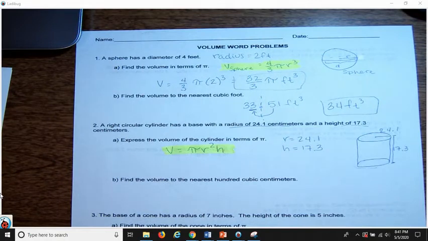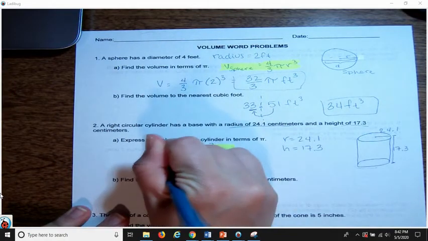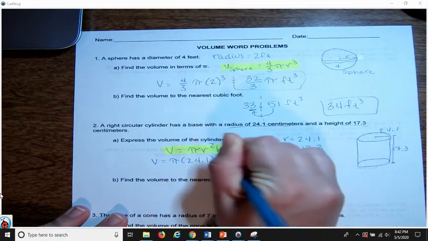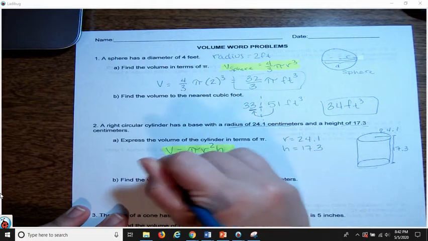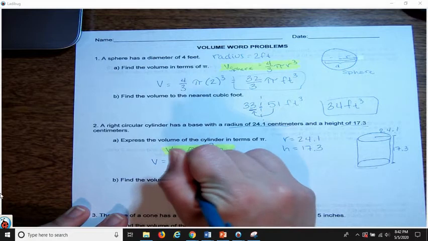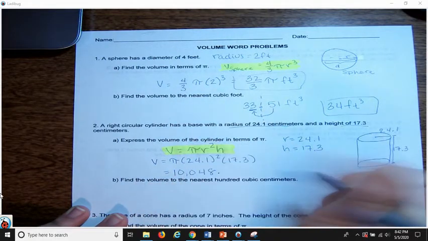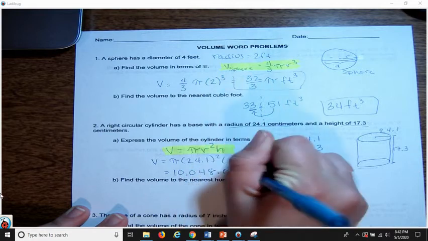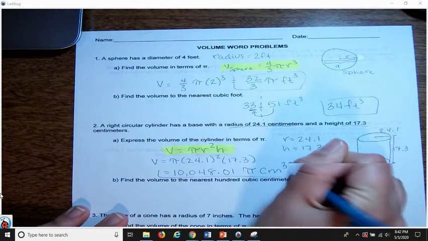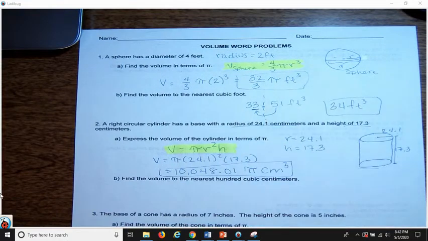So if we fill these values in, we should get pi times 24.1 squared times 17.3, and this should give us 10,048.01 pi centimeters cubed. Okay, this is our final answer. It said in terms of pi, so I've got my pi in there, just like I did before. All right, this is our cylinder.